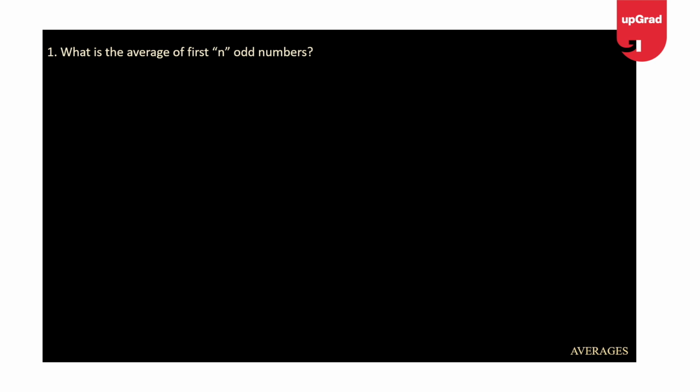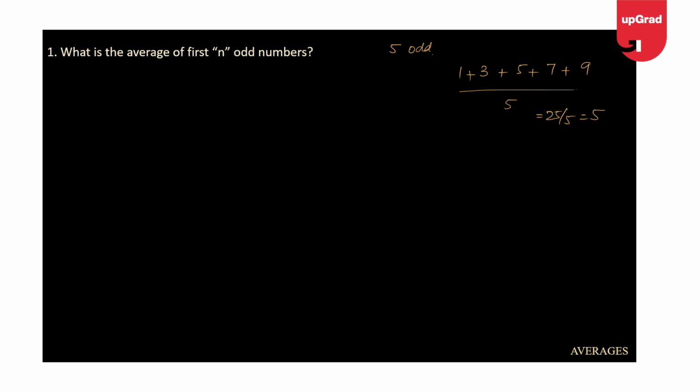So for example, if I ask you what is the average of first 5 odd numbers, let's say. Now when I say first 5 odd numbers, I'm talking about 1, 3, 5, 7 and 9. So what will be the average? I have to add all these numbers and then divide them by 5, because there are 5 numbers. 1 plus 9 is 10, 10 plus 3 plus 7, 20, 20 plus 5 is 25, and therefore 25 divided by 5 gives me my answer as 5.